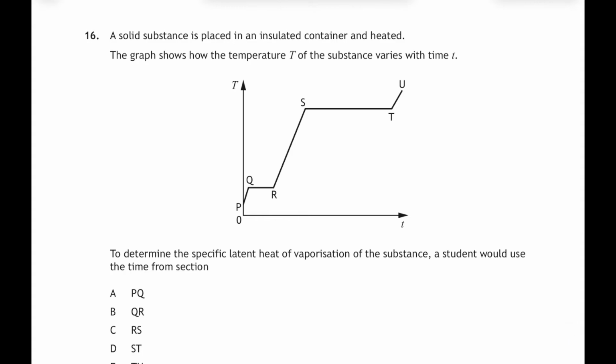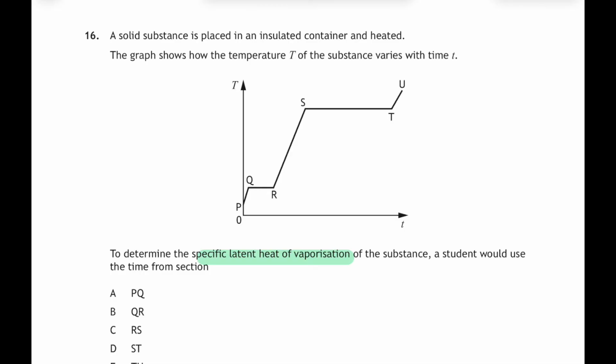Question 16. A solid substance is placed in an insulated container and heated. Sensible pupil doing the experiment this time. The graph shows how the temperature of the substance varies with time, and to determine the specific latent heat of vaporization of the substance, a student should use the time from section.